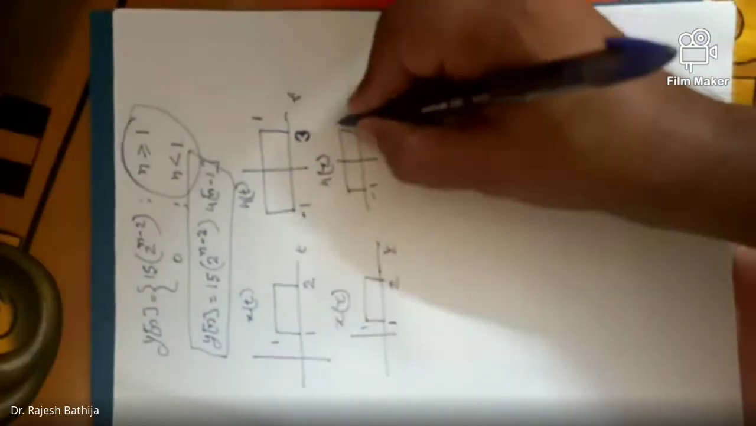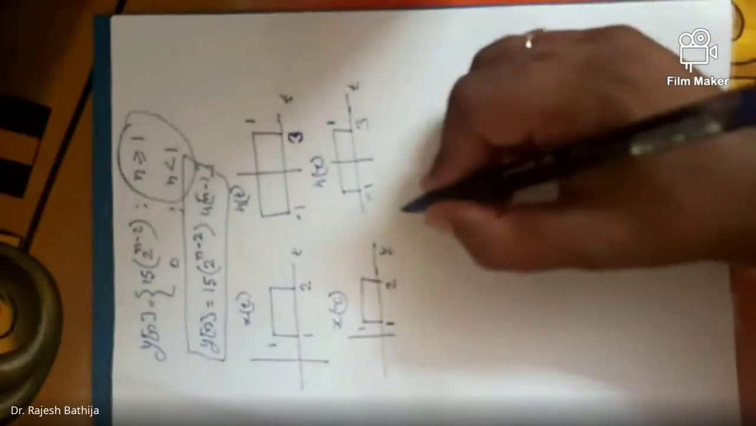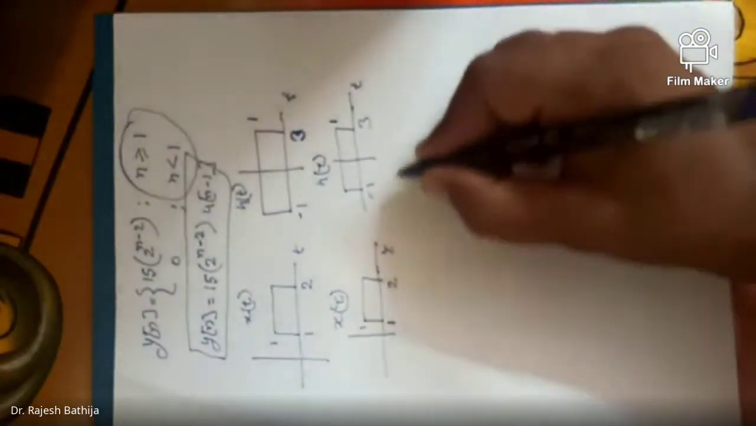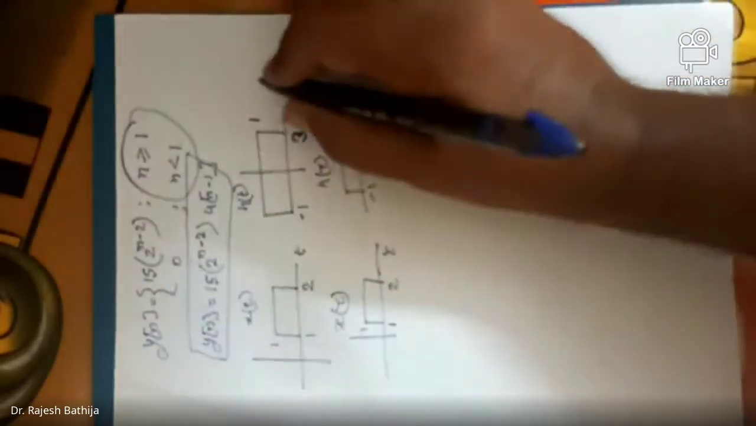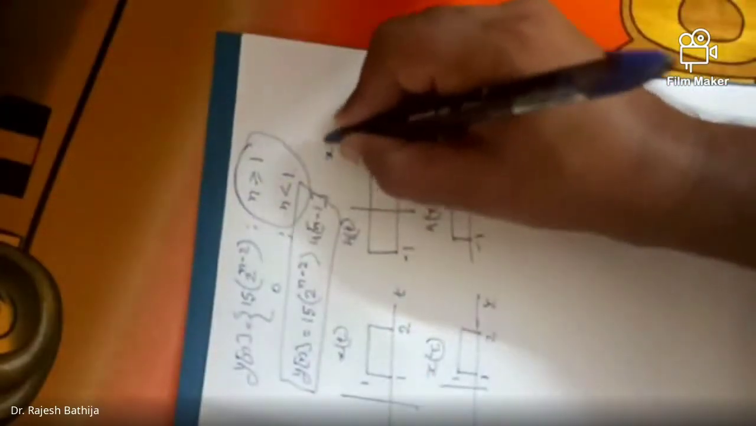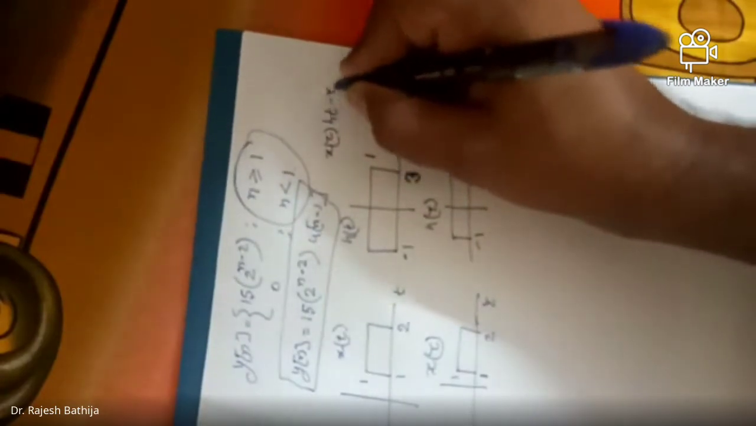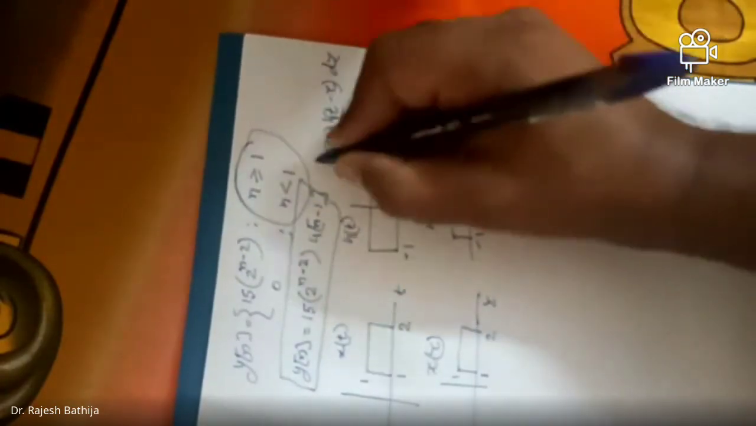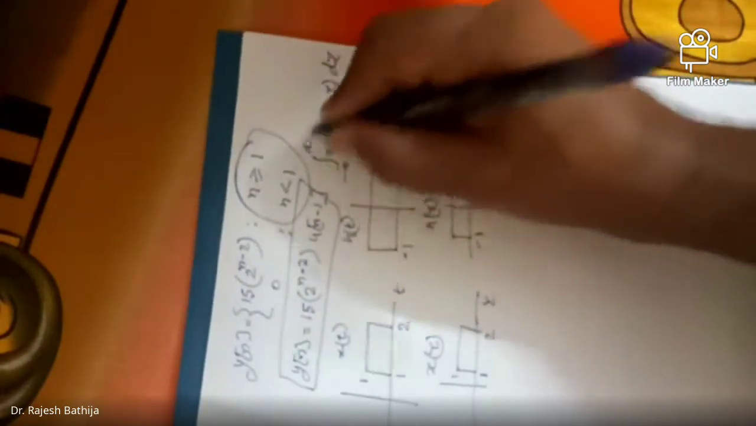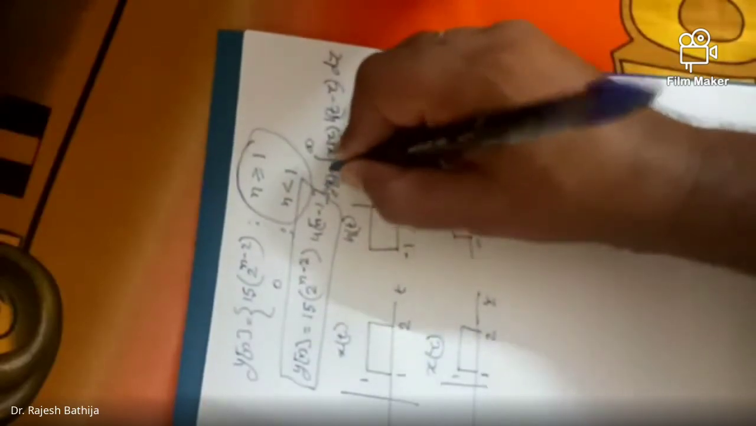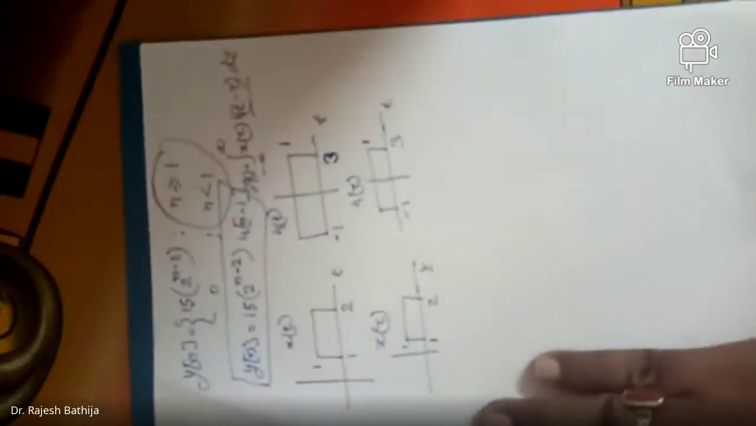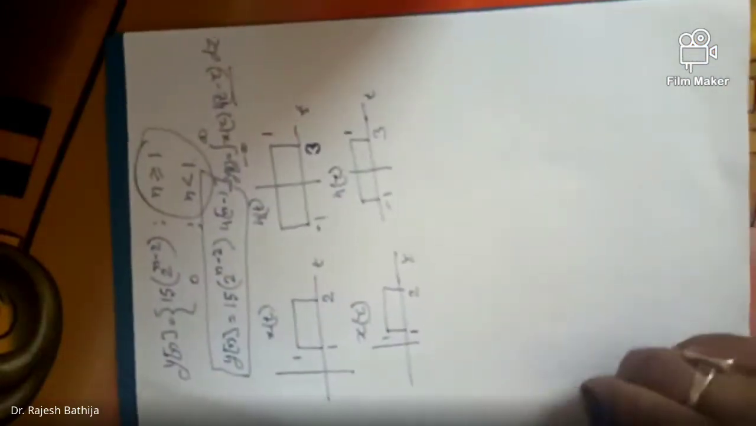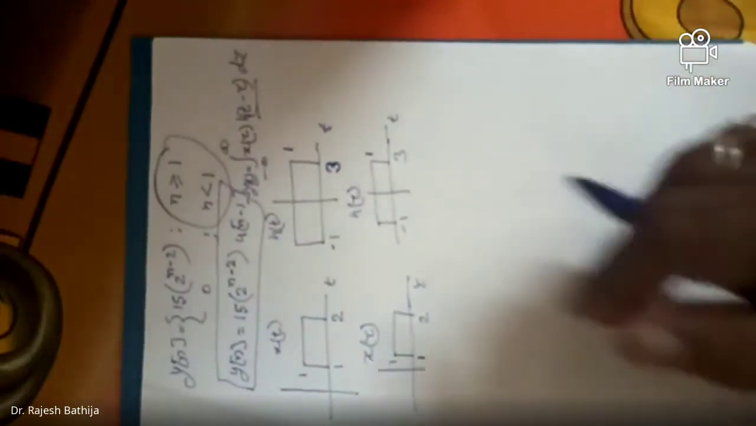So h of tau is from minus 1 to 3, its value is 1. Now after this, what do we have to do? We have to find the integral of x of tau h of t minus tau d tau, from minus infinity to infinity, that is my y of t, right? So I have to change from h of tau to h of t minus tau. Again, two things are involved, time shifting and time folding.